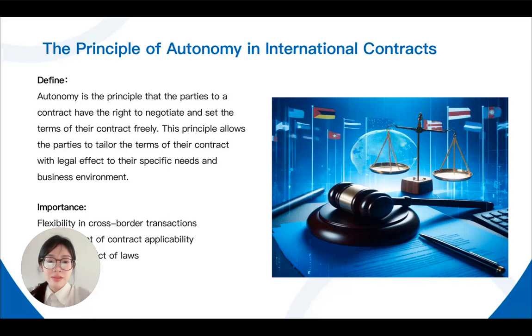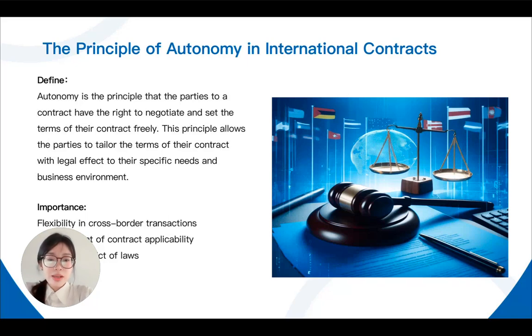Party autonomy under the CISG enables businesses to tailor their contracts to their specific needs and expectations, providing flexibility and enhancing the efficiency of international trade agreements.